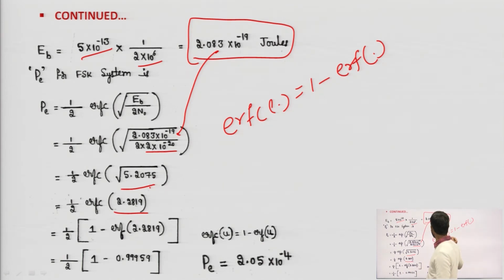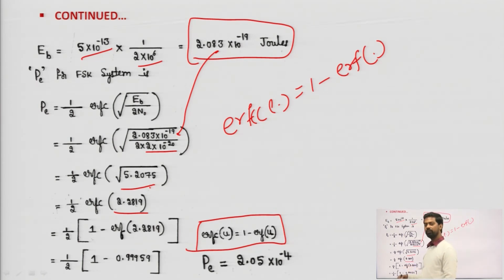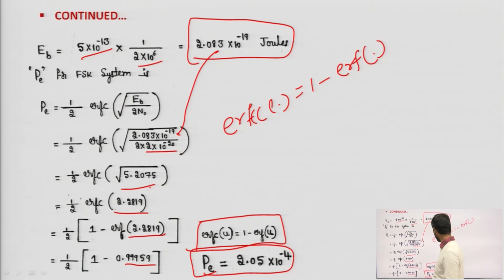So this is the relation between ERFC and ERF. Okay, this is ERFC. So I can write ERF of this much equal to 1 minus ERFC, equal to 1 minus ERF of 2.2819. So half times 1 minus this is the relation. Okay, again, from the error function table, I can get ERF of 2.2819 is 0.99959. So now at last I will get Pe, the probability of error, is 2.05 multiplied by 10 to the power minus 4.